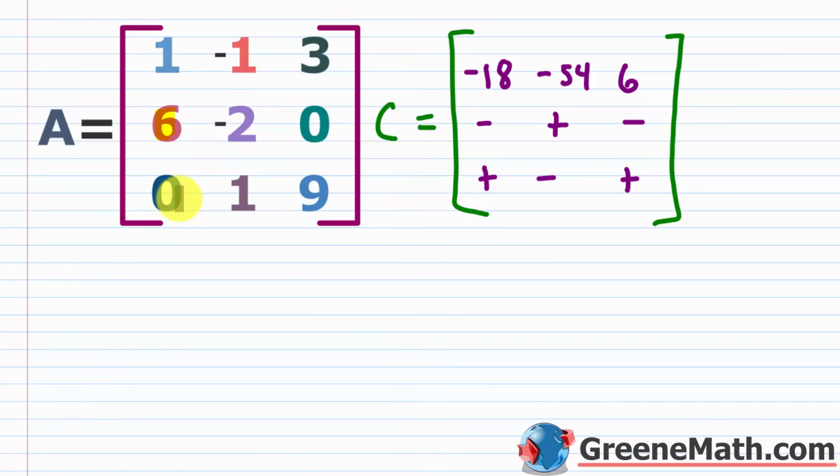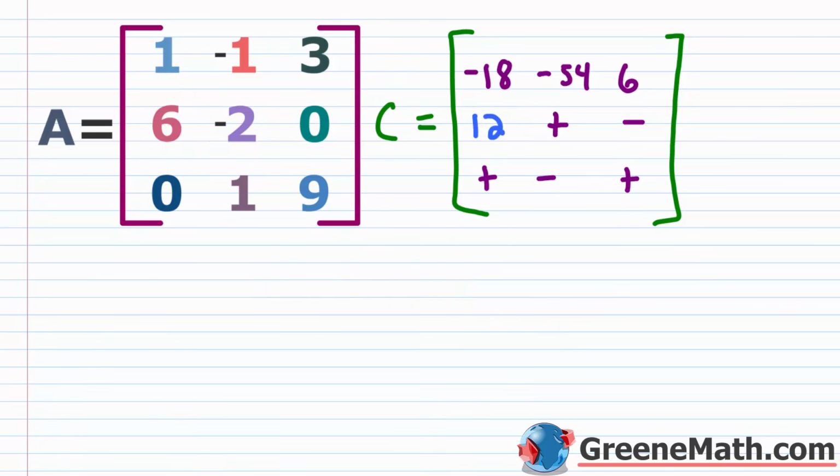So let's start right here now. We'll be in the second row. So I'm going to delete this row, and I'm going to delete this column. So what do I have left? I have this matrix with negative 1 and 3 and 1 and 9. So the determinant, negative 1 times 9 is negative 9. Then minus 3 times 1 is 3. Negative 9 minus 3 is negative 12. You've got a sign change there, so this would be positive 12.